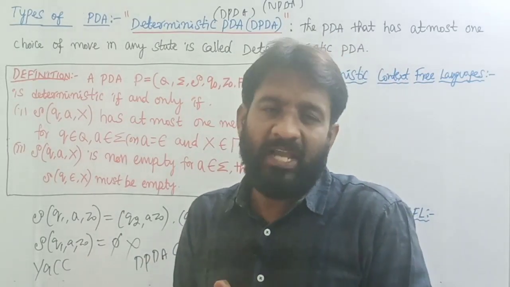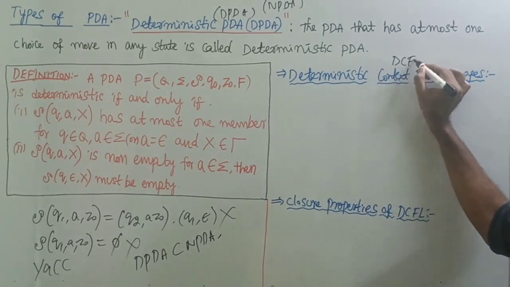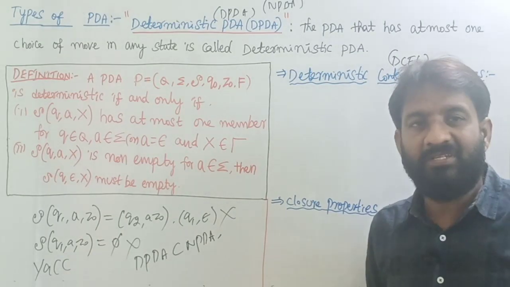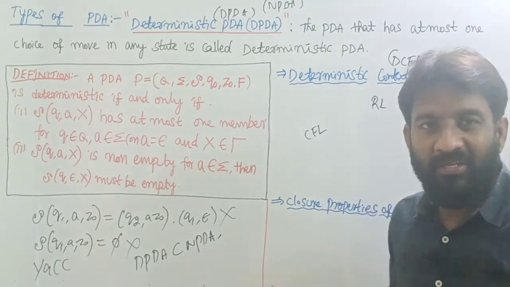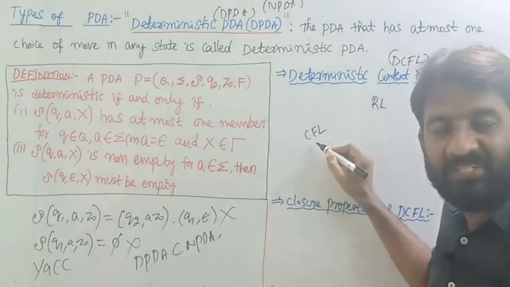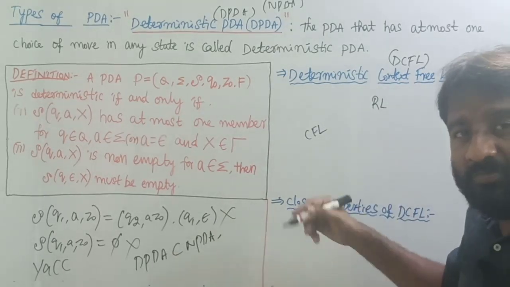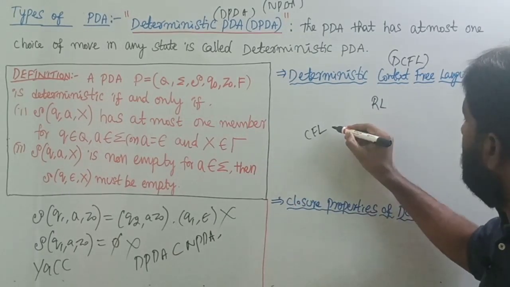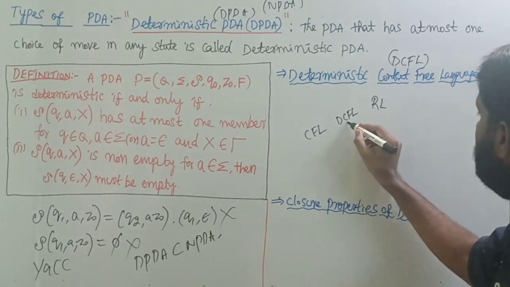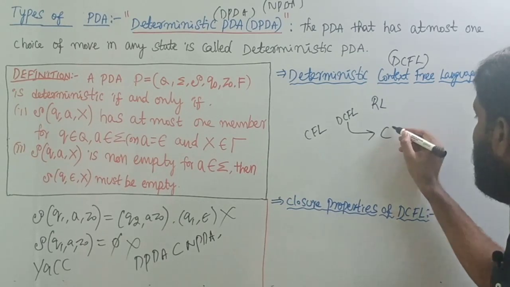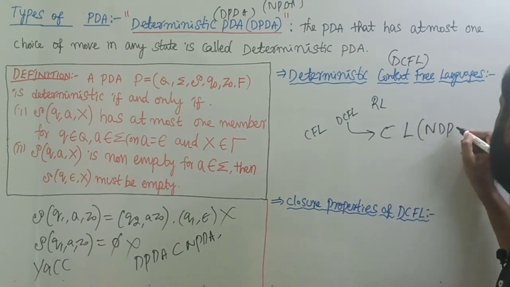Deterministic pushdown automata accept a language, basically a context-free language, called the deterministic context-free language, in short form DCFL. What does deterministic context-free language mean? According to the Chomsky hierarchy, we have regular languages and context-free languages. Regular languages are accepted by the finite automata, and context-free languages are accepted by the pushdown automata. Now my intention is to ask what language is accepted by the deterministic pushdown automata. Deterministic pushdown automata accept languages which lie in between regular languages and context-free languages, called the deterministic context-free languages. At the same time, deterministic context-free languages are a subset of the languages accepted by the non-deterministic pushdown automata.